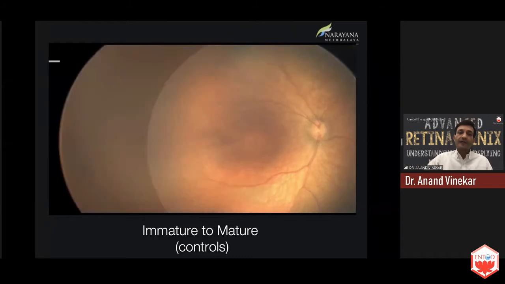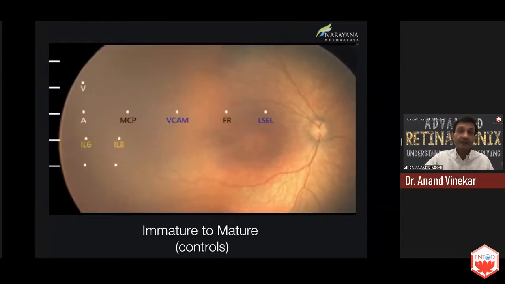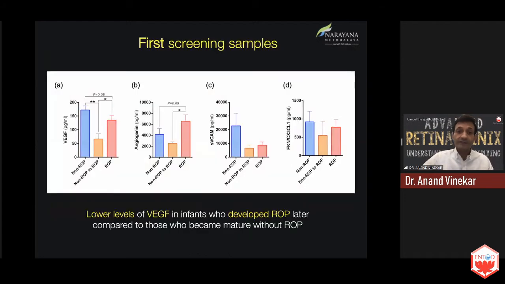This is a sort of time-lapse montage of babies, the no ROP babies, basically the ones who went from immature retina to mature retina. And these abbreviations are some of those molecules and how they played out at the very first screening.